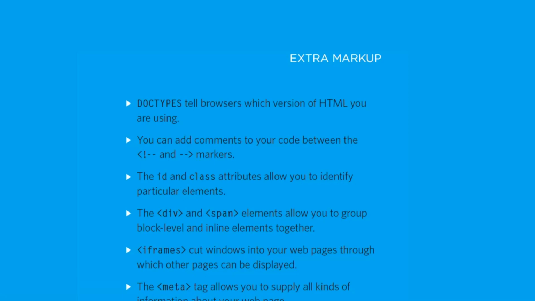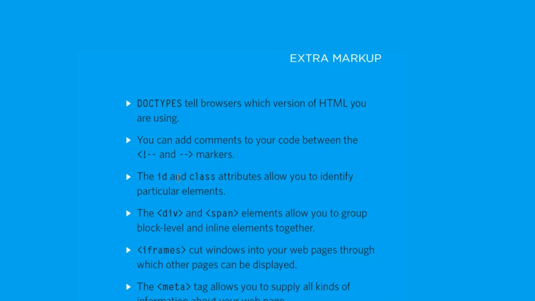Alright guys, so let's look at extra markup. Doctype tells browsers which version of HTML you are using. You can use HTML5, HTML4, HTML3, all those things. You can also add comments to your code between these two tags. Like here, what is inside will be the comment. It won't be compiled by the compiler.